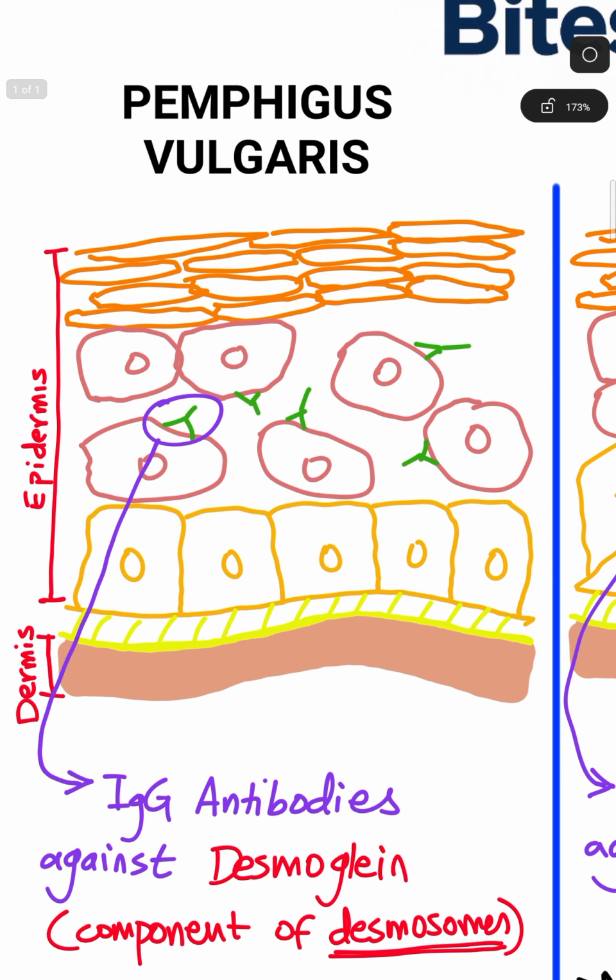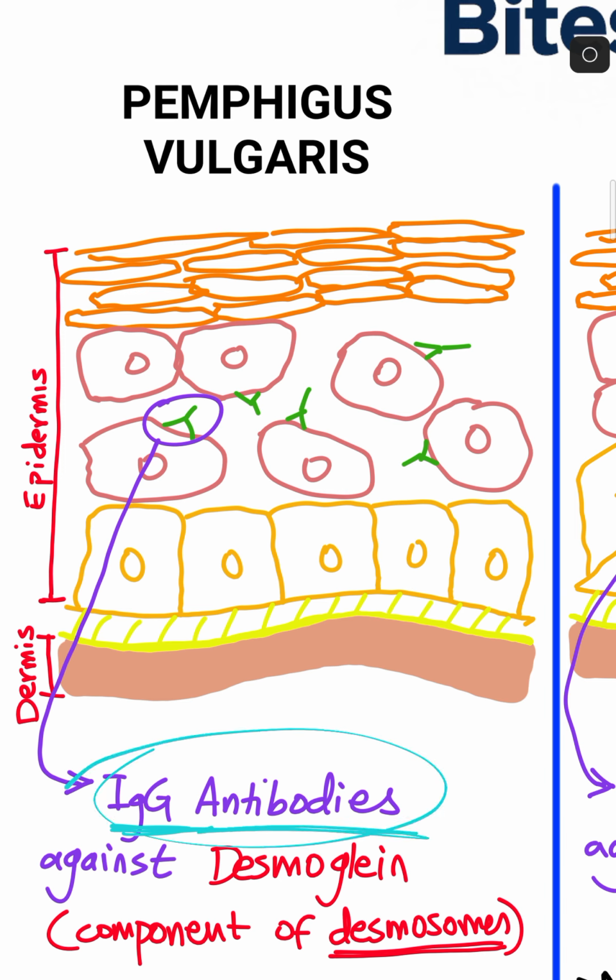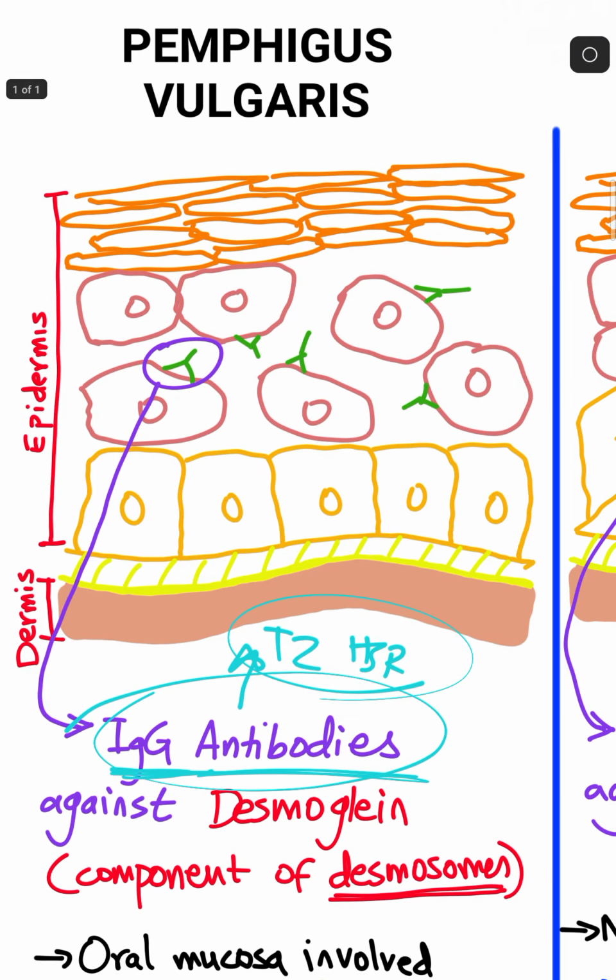Pemphigus vulgaris. This is an autoimmune disease, right? You get IgG antibodies. What kind of hypersensitivity reaction is this? Type 2 hypersensitivity. Make sure you watch that video. It's super important. Comes up everywhere, right? That concept keeps coming up.